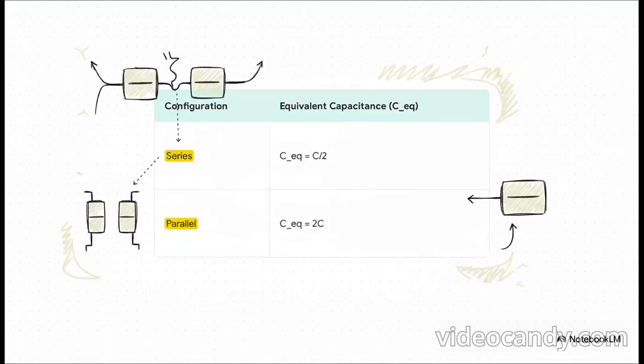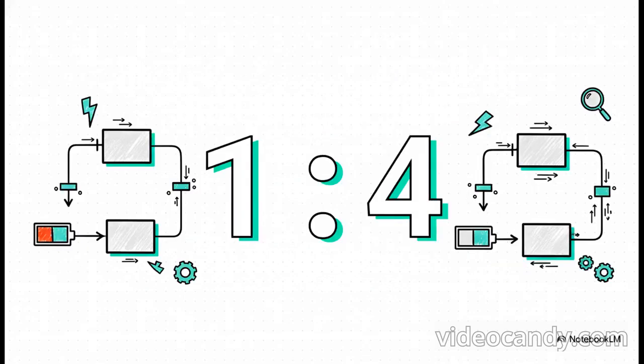Well, the math here is actually pretty simple. Like we saw a few minutes ago, when you put two identical capacitors in series, your total capacitance gets cut in half. But when you put them in parallel, you double it. And right there, that's already a massive difference. So what does that mean for our energy storage? Well, since the energy depends on the capacitance, the parallel circuit holds 4 times more energy than the series one.